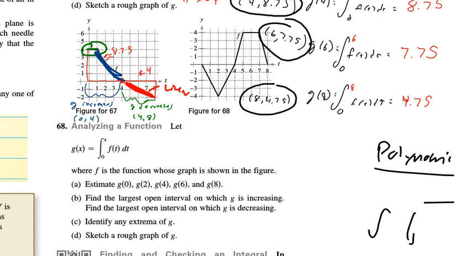Same kind of idea. G of 0. The integral from 0 to x, so 0 to 2. We want to find this area here. Again, we have a triangle, since this is a linear graph. So 1/2 base times height. The height looks like it's going to be 4. 1/2 of 2 is 1, times 4 looks like it's going to be 4. Oops, sorry, that's for 2. For 0, it's 0. So g of 0 is 0, and g of 2 is 4, so we have 2 comma 4.